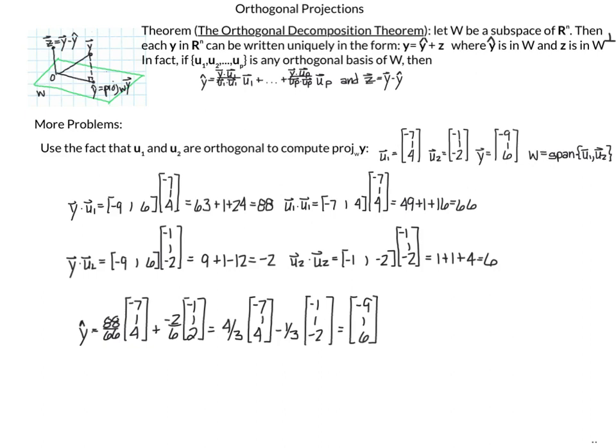So for this problem, where we're computing the projection of y onto W, where W was the span of -7, 1, 4, and -1, 1, -2, and y is equal to -9, 1, 6, I used this formula here from the orthogonal decomposition theorem. I'll let you look at the math because it's fairly straightforward, but the answer should be -9, 1, 6.